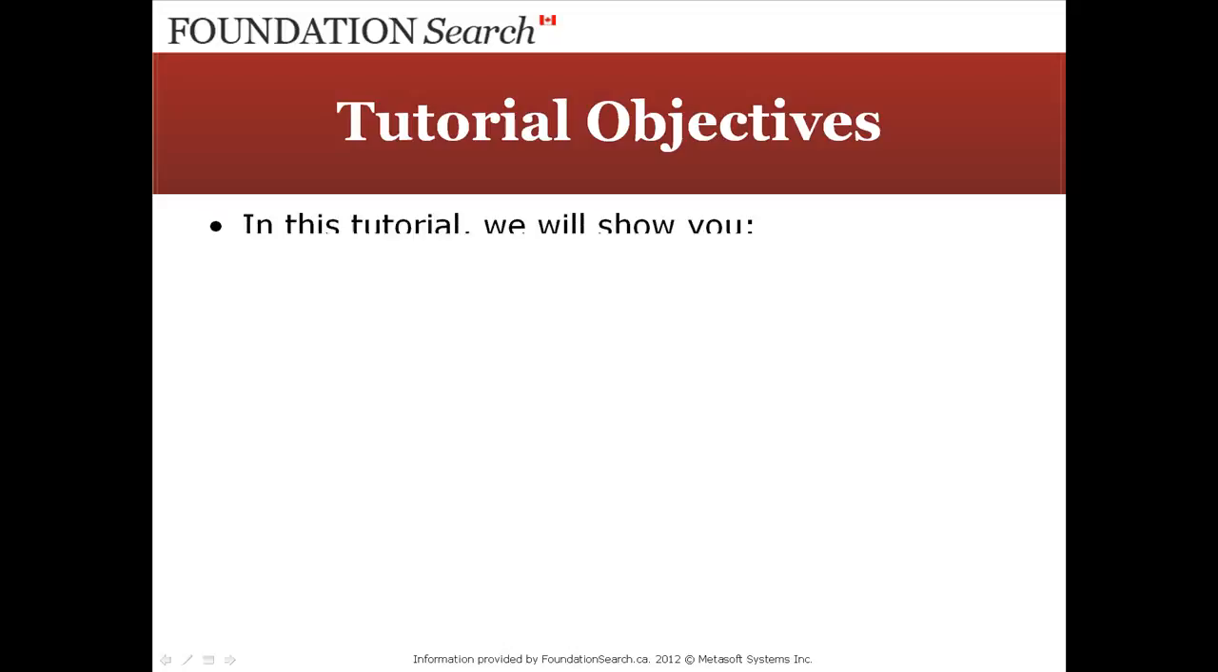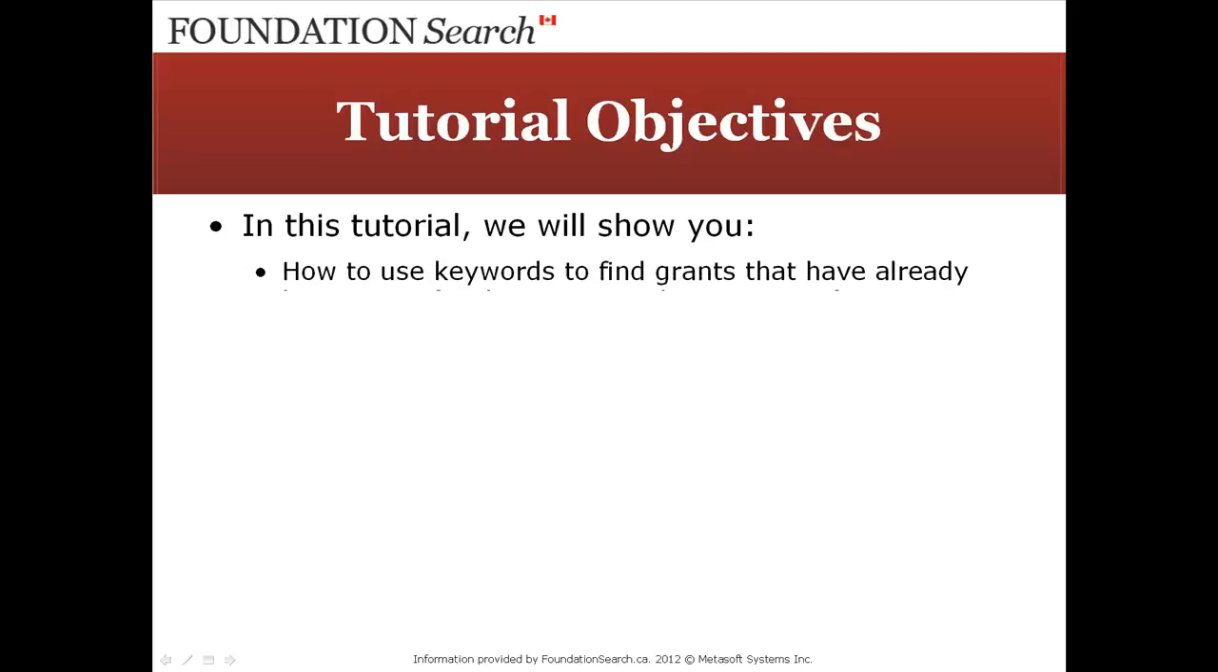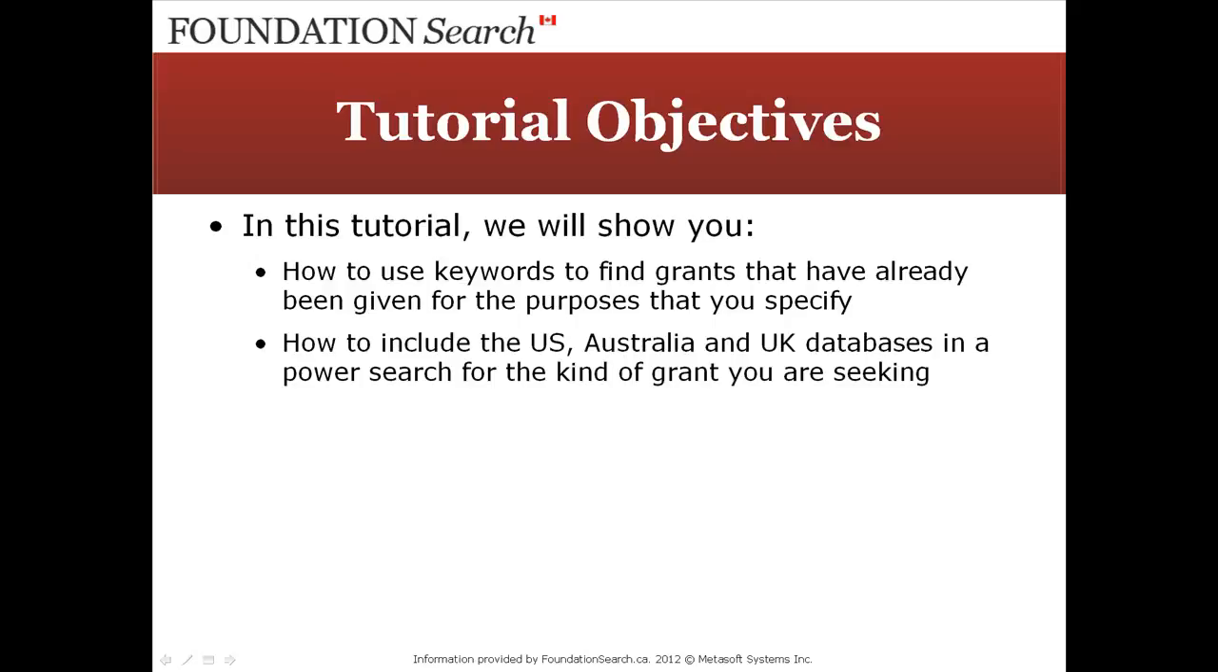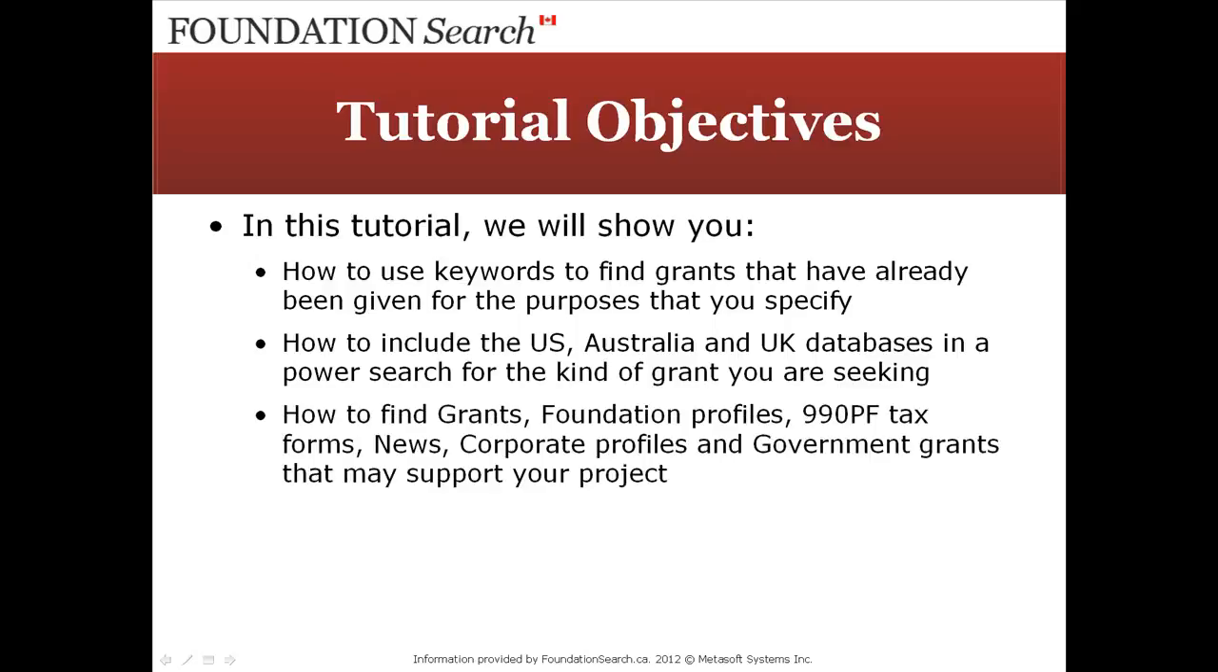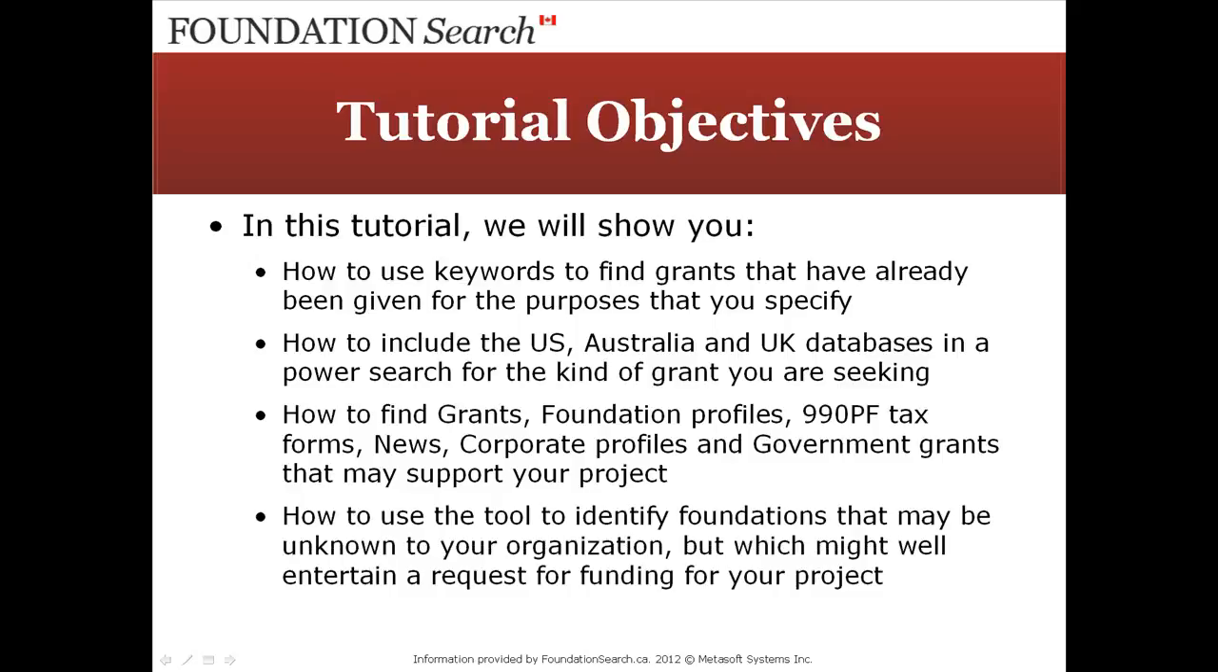Tutorial objectives. In this tutorial, we will show you how to use keywords to find grants that have already been given for the purposes that you specify, how to include the US, Australia, and UK databases in a Power Search for the kind of grant you are seeking, how to find grants, foundation profiles, 990 PF tax forms, news, corporate profiles, and government grants that may support your project, and how to use the tool to identify foundations that may be unknown to your organization, but which might well entertain a request for funding for your project.